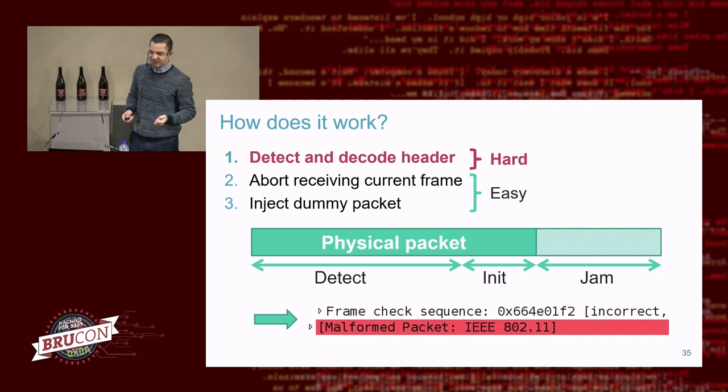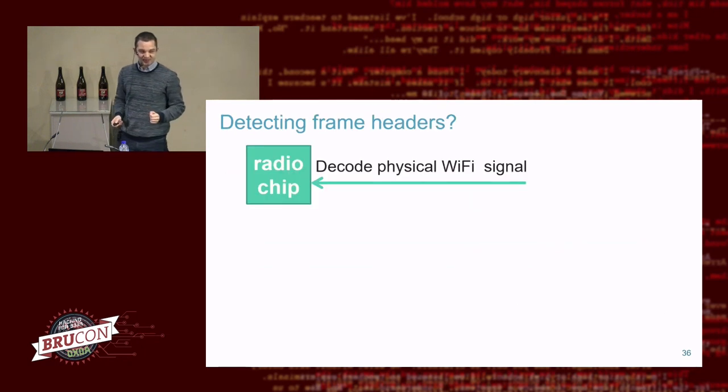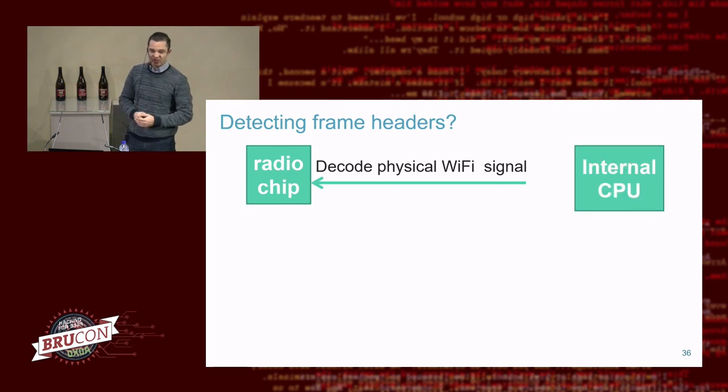And that observation is that if you look at our Wi-Fi dongle, as I mentioned previously, it consists of two chips. The first one is the radio chip, which will receive the physical Wi-Fi signal. It will decode it and then write it to memory. But there's also the second chip, which is the CPU that communicates through USB with the main computer.